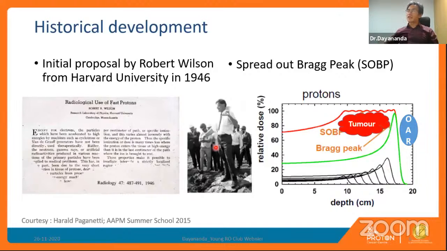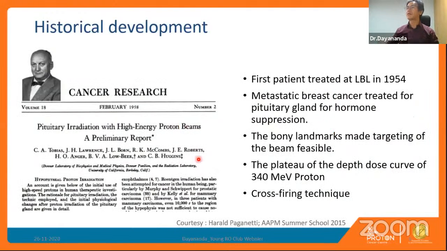And Robert Wilson, in this paper, also proposed how to spread out the Bragg peak by using a rotating wheel. So this is the beginning of proton therapy. Unfortunately, the first patient was not treated in his home institute, Harvard University, because the cyclotron was not available at that point of time. But the first patient was treated with proton therapy at Berkeley Laboratories, by the team led by Tobias, and the second author over here is Lawrence, who patented the cyclotron for medical application.